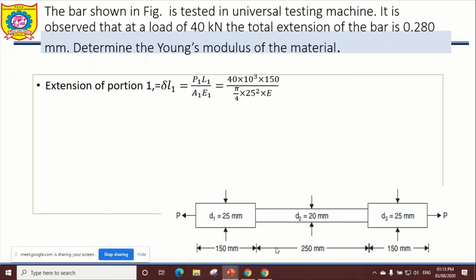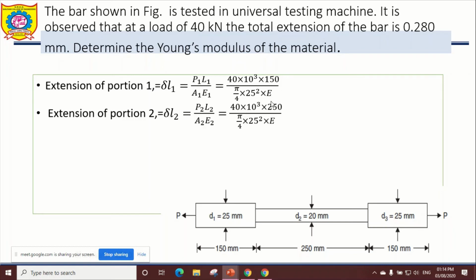Am I audible to you? Hello, can you hear me? Okay. How do we find the area of part number 1? Pi by 4 d square. Diameter is given as 25 millimeter. We have only put E instead of E1 because the E value is same. Determine the Young's modulus. Material of all the parts is same. So we have replaced the value of E1 with E.